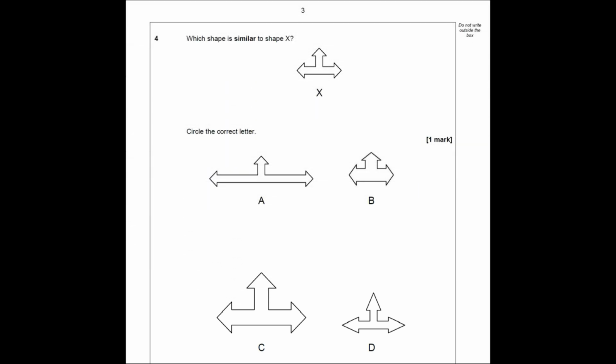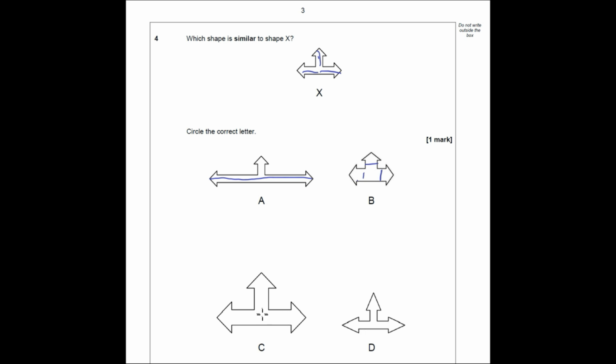Now question 4. Which shape is similar to shape X? This is shape X, so we have A, B, C, and D. They all look similar, but there is another requirement for similarity in mathematics. Two shapes will be similar if the ratios of the lengths of their corresponding sides are equal. You see, A has very long arms, so it doesn't look similar to this one because it has 1, 2, 3 arms that look more or less the same length. While B, they look more or less the same length, but I think they're a bit too wide, this arrow.